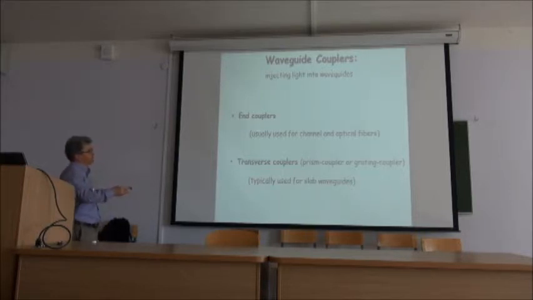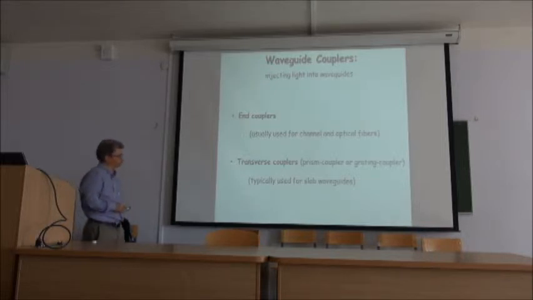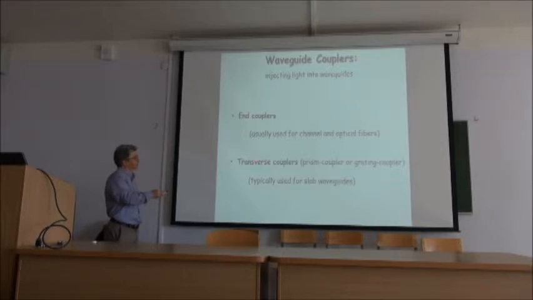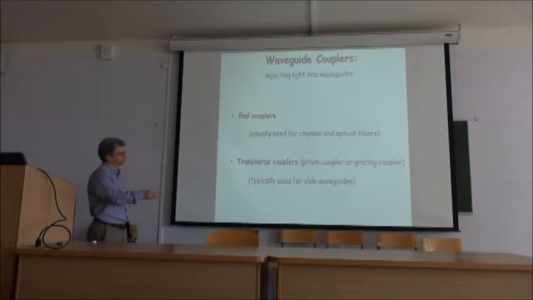And usually, when you're dealing with either channel waveguides or optical fibers, we use what is called end couplers. You side polish your channel or your fiber, and you come with light on the very end. And when you're dealing with usually slab waveguides, for instance, you use what is known as transverse couplers, and those are the prism coupler or the grating coupler.